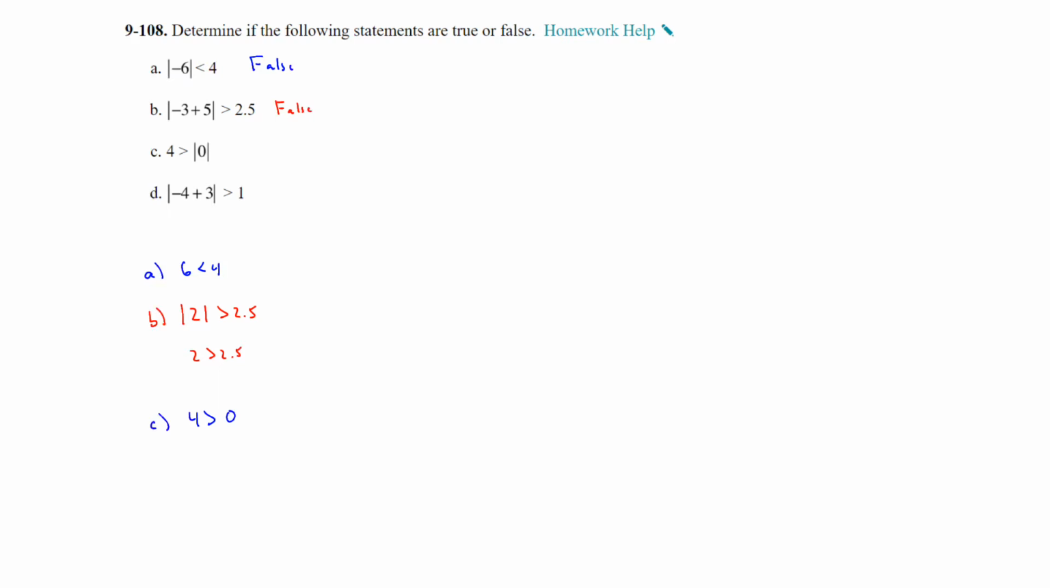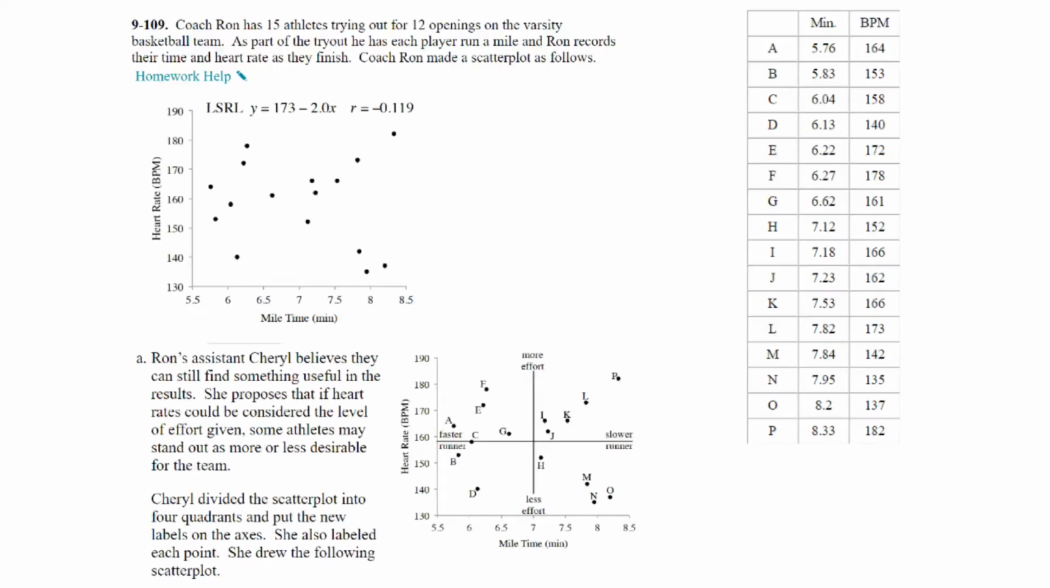On C, 4 is greater than the absolute value of 0. The absolute value of 0 is 0. So yes, that would be true. And then on D, the absolute value of -4 plus 3, that's the absolute value of -1. Is that greater than 1? Well, is 1 greater than 1? No, that is not true. So that would be false.